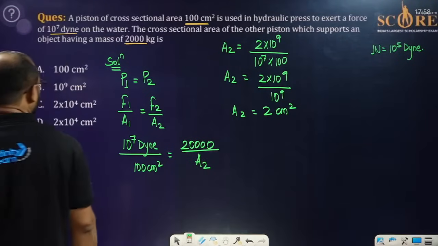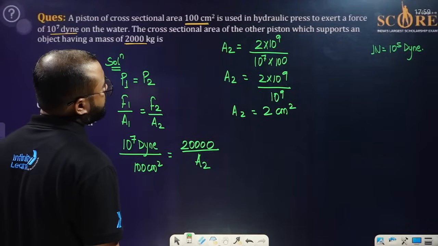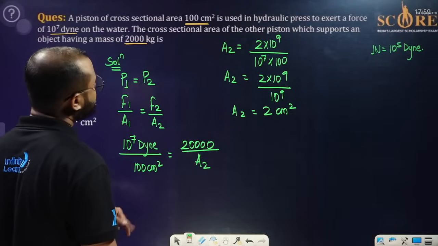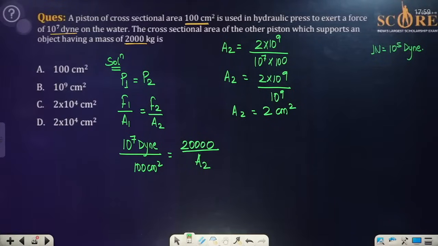Is 2 centimeter square there? Two centimeter square. I cannot see the options, people. Can you please just look into this? According to me, it should be 2 centimeter square. But what do you think?